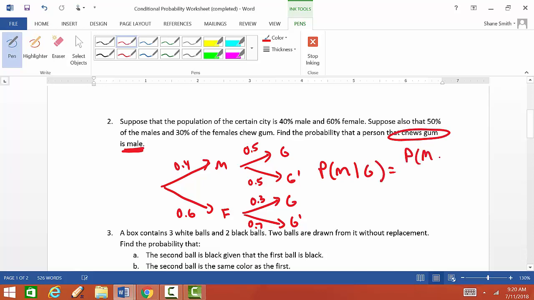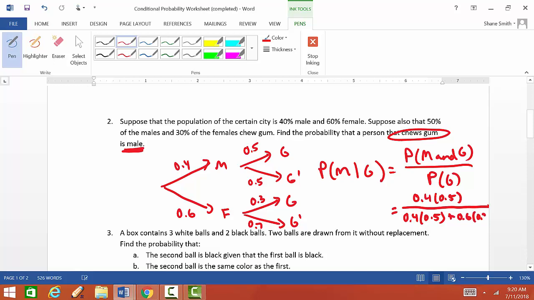So this is the probability of male and a gum chewer, that's a G, it's a poorly written G, divided by the probability of being a gum chewer. So this is going to be 0.4 times 0.5, because that's the probability of being male and a gum chewer. And then we divide by 0.4 times 0.5, because this is the probability of being a gum chewer, but they can also be a gum chewer if it's 0.6 times 0.3. Okay, so that's the calculation there, and the answer to this one is 0.5263.